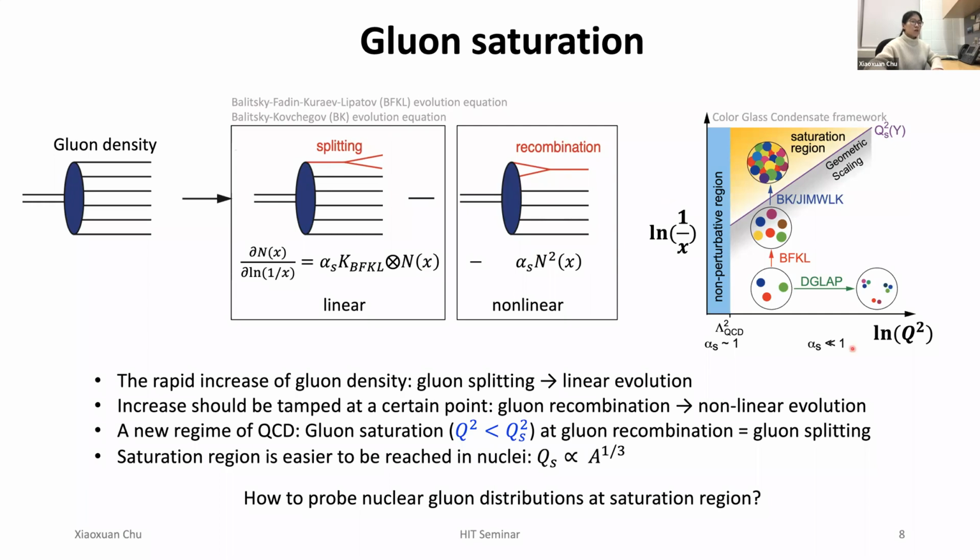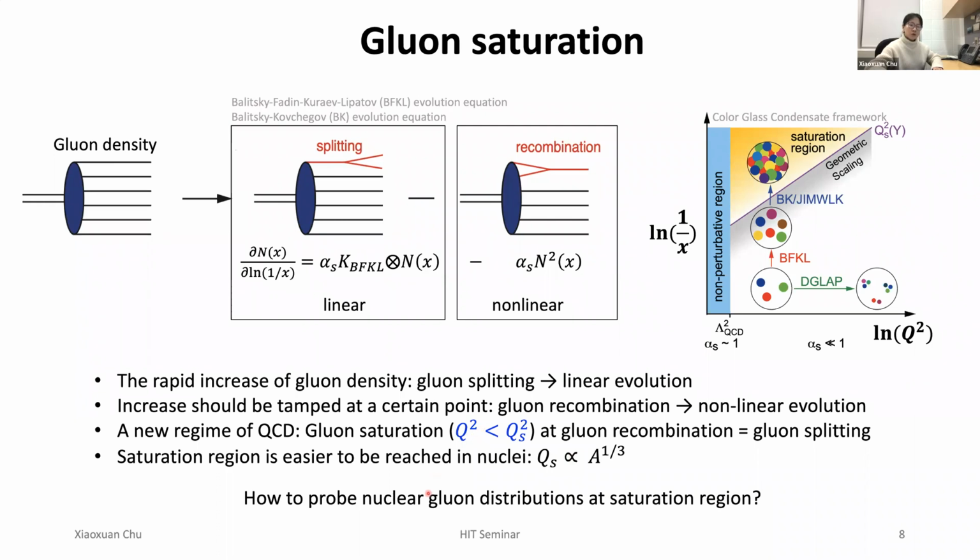In the x and Q squared phase space, gluon saturation is defined as the point where gluon splitting and gluon recombination reach a balance between each other. Mathematically, the gluon saturation regime is defined as Q squared smaller than Q_S squared, where Q_S is the saturation scale. It is predicted by the CGC, the color glass condensate framework. Q_S is proportional to the nuclear mass number A to the 1/3, which means in high-A nuclei, Q_S is larger, and that makes it easier for us to access the saturation regime.